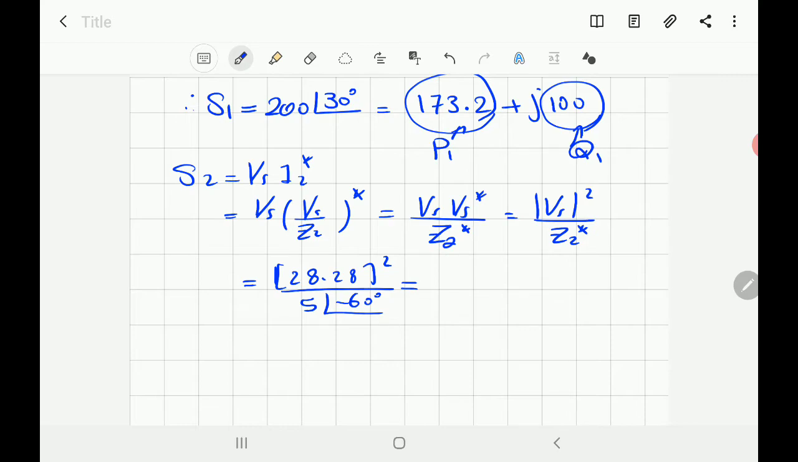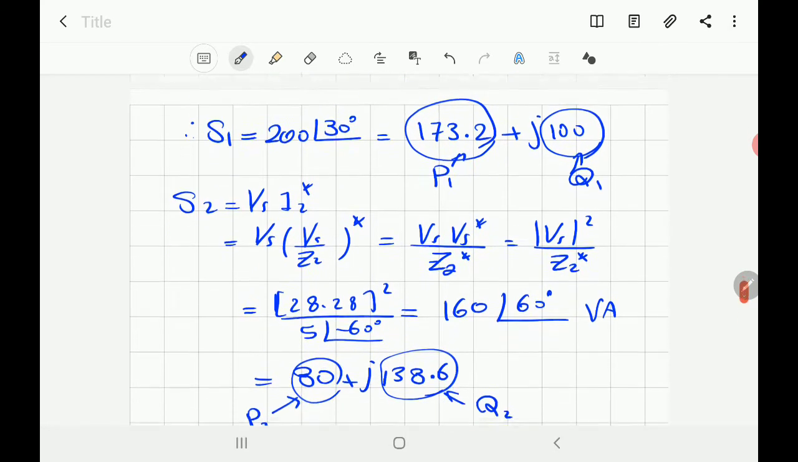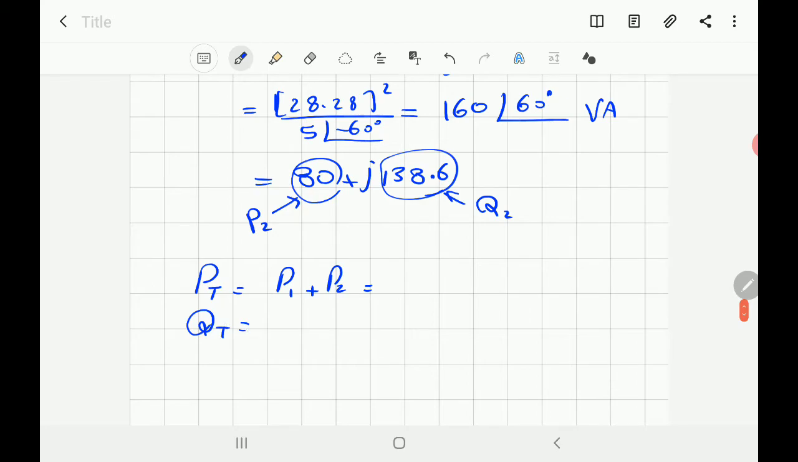Calculating this, we get the vector form. It is equal to 160 on angle 60 degrees, and the unit is VA, volt-ampere. If you convert it to complex form, you'll find it's equal to 80 plus j138.6. Again, that will be the power in the second branch, P2, and that will be equal to Q2. Now you have P2, Q2, and P1, Q1. You add them: P total is equal to P1 plus P2, and Q total is equal to Q1 plus Q2.